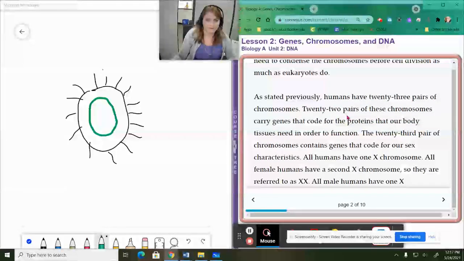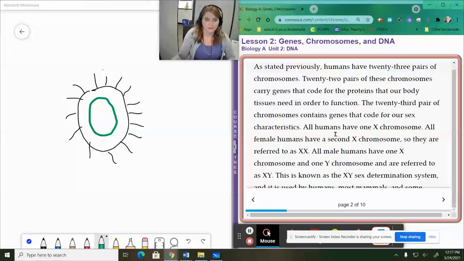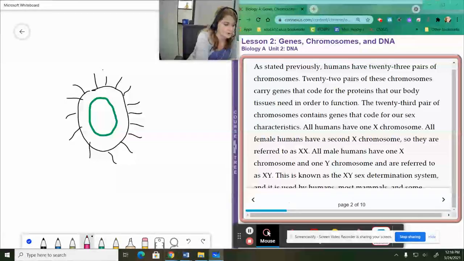As stated previously, humans have 23 pairs of chromosomes. 22 of these chromosomes carry genes that code for proteins our body tissues need in order to function. The 23rd pair of chromosomes contains genes that code for our sex characteristics. All humans have one X chromosome. So we all have one X chromosome, right?